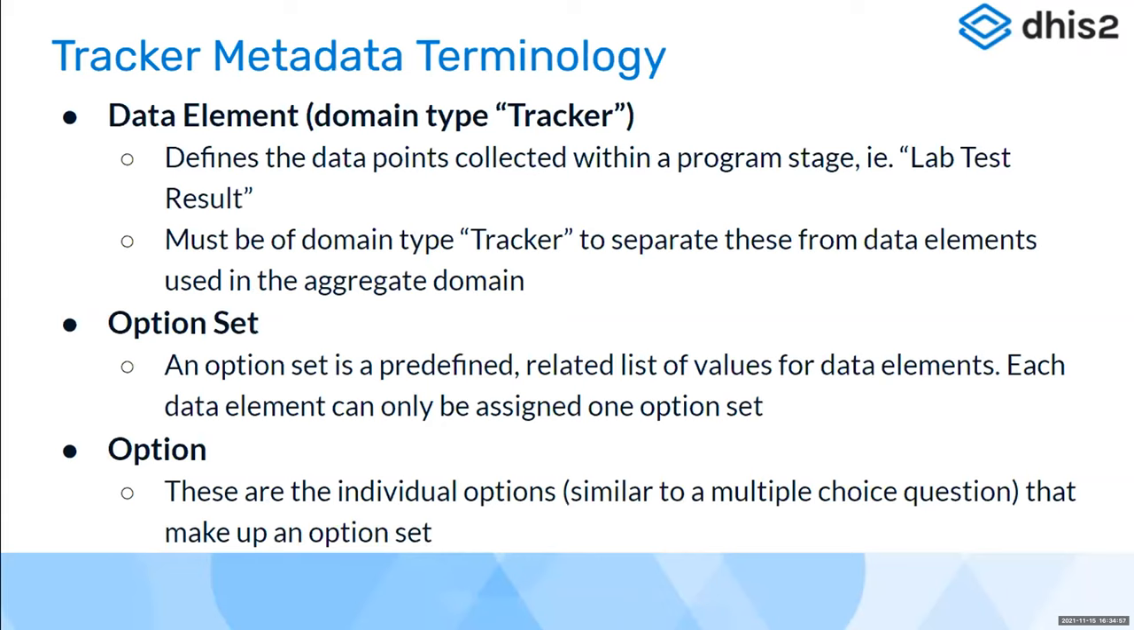So we also looked at the data element with the domain types. Remember we said, since we are dealing with tracker, the domain type should always be tracker and not aggregate, because once you tell the system that this data element is aggregate, the system will understand that this particular data element is supposed to be used in the aggregate data model, not the tracker data model part. And of course, the option sets, as I said, are specifically used to give predefined answer options for whatever you're tracking, and they could be attached to a tracked entity attribute or to a data element.